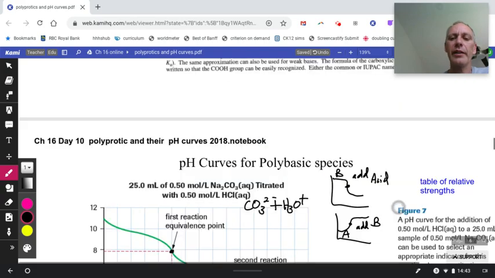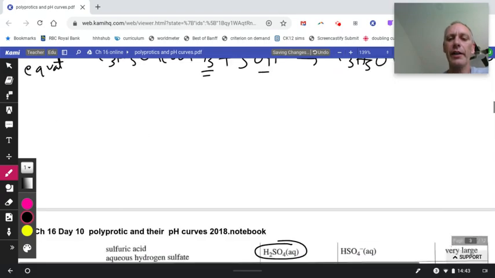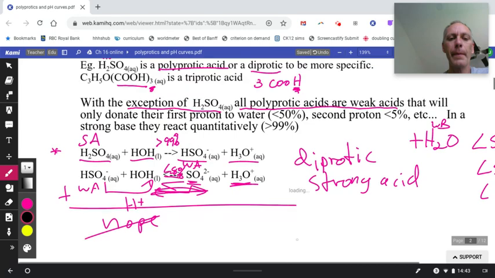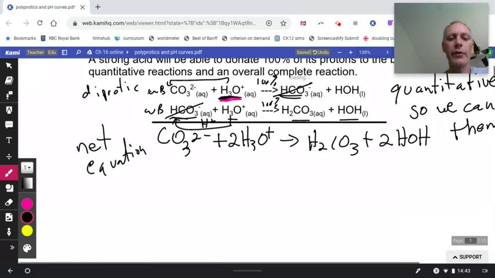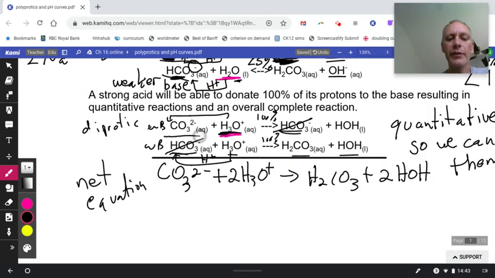So if I go back to this slide, here is our CO3 2-. When this reaction is done 100%, that's your first equivalence point.